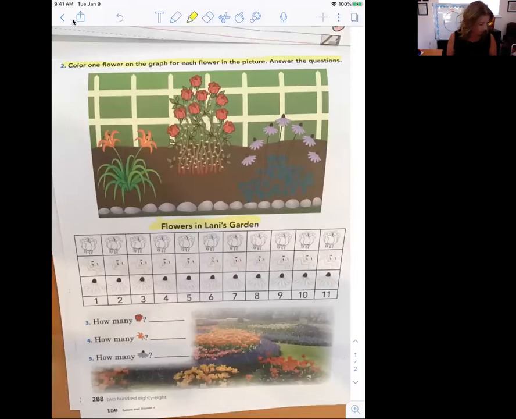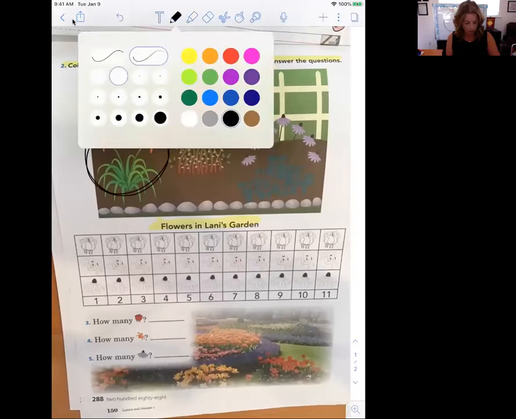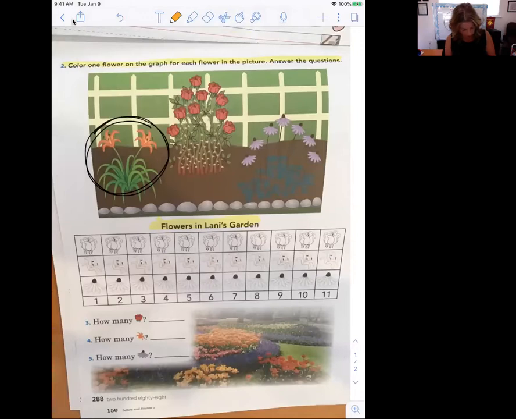So the first picture is, let's see here. Let's look at the first flower right here. I'm going to circle it in the picture, guys. The orange flower. Okay. How many orange flowers do we see? Well, there's 2 there. So what are we going to color on the graph? Right. We're going to color 2 of those orange flowers. So we're going to just take our crayon or marker, whatever you grabbed, and there was only 2.